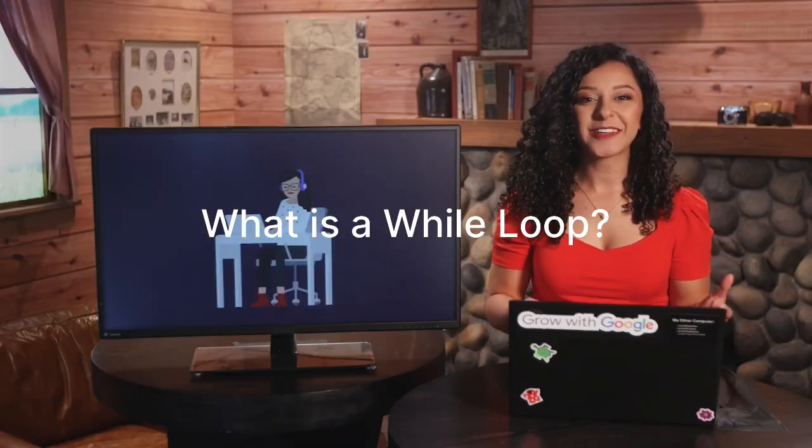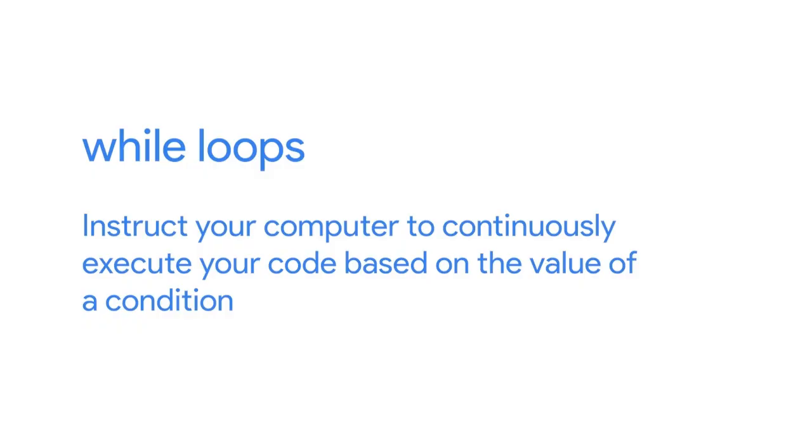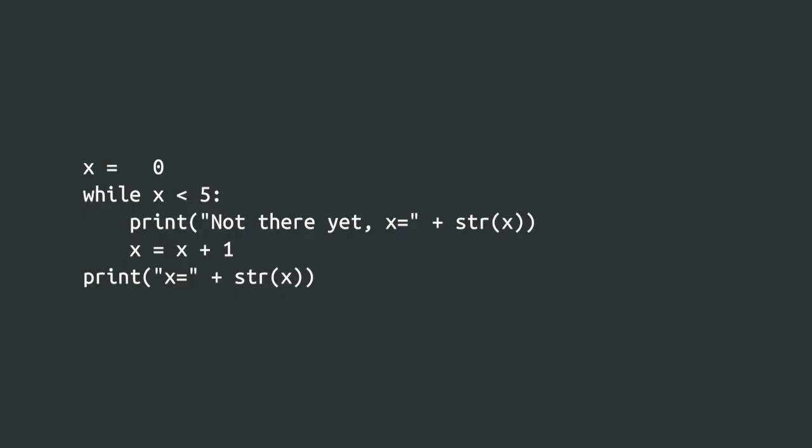First off, we're going to talk about while loops. While loops instruct your computer to continuously execute your code based on the value of a condition. This works in a similar way to branching if statements. The difference here is that the body of the block can be executed multiple times instead of just once. Check out this program. Can you guess what it does? Before we execute it to find out, let's go through it together line by line.